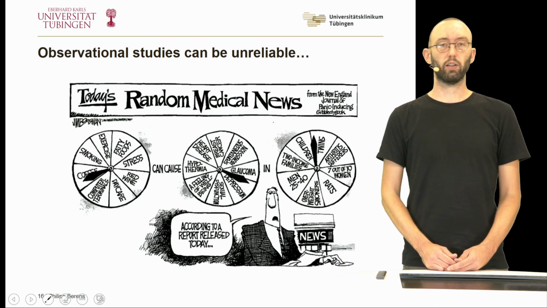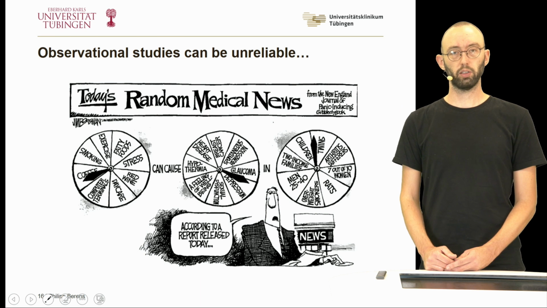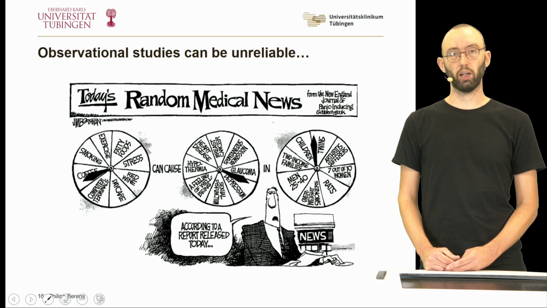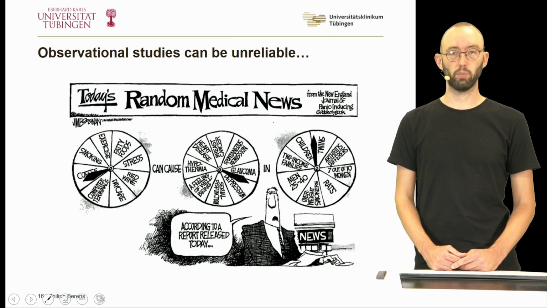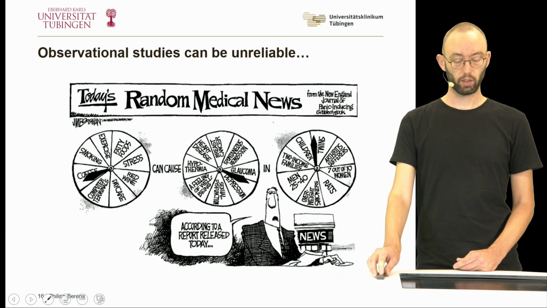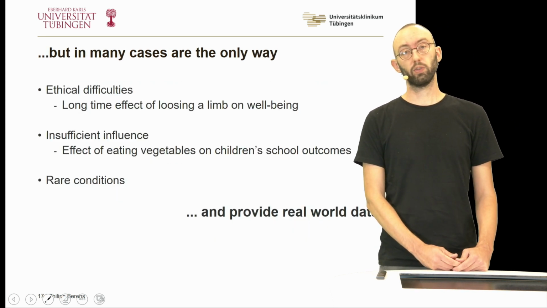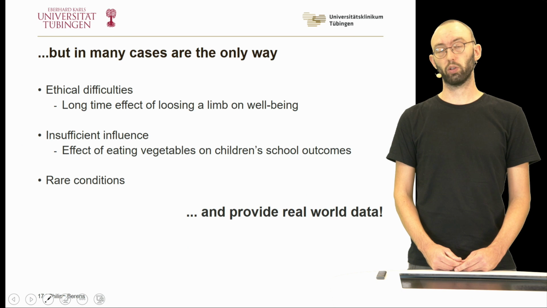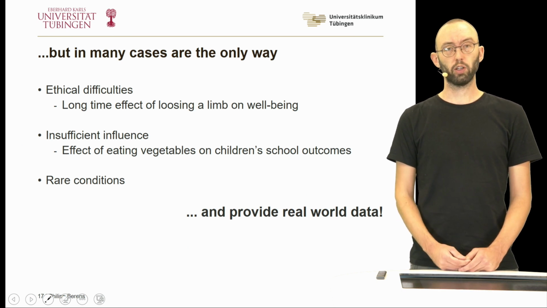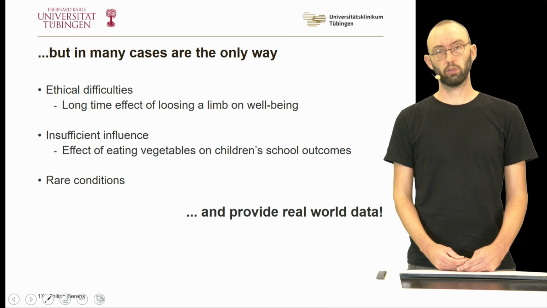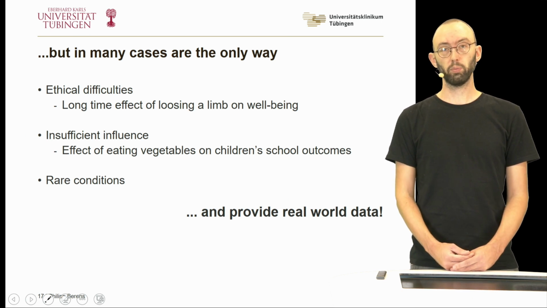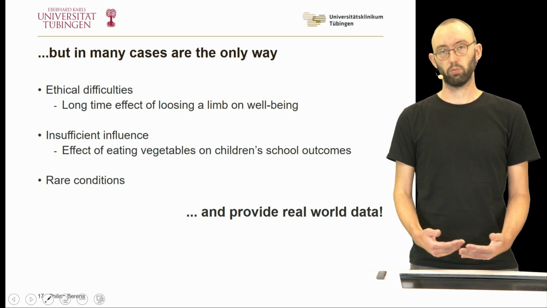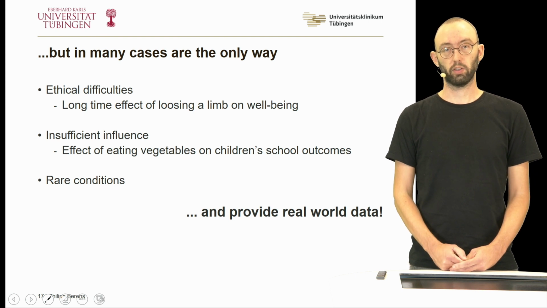But because observational studies limit our ability to make causal claims, they have often been criticized as producing many of the random medical news bits that we find in the media all over the place. But in many cases, they are also the only way to do such studies. You may have ethical difficulties in doing an experiment. For example, if you're interested in finding out what the long-term effect of losing a limb on the well-being of a person is, you cannot just split people into two groups and make them lose limbs at your will. This is just ethically impossible.